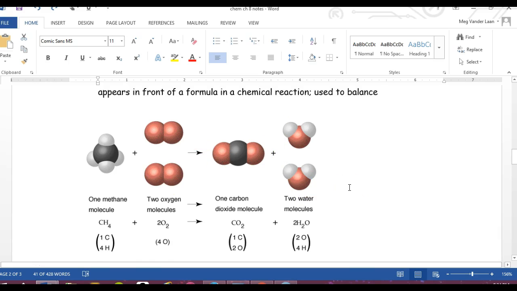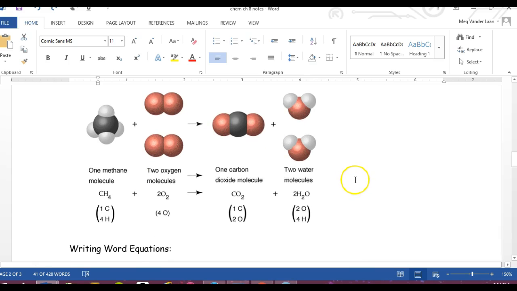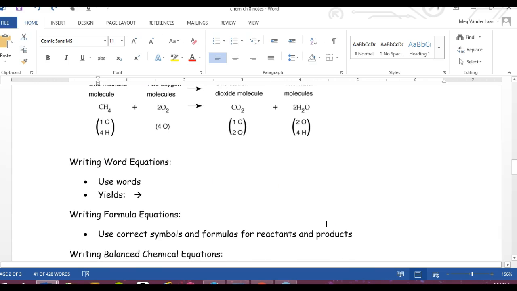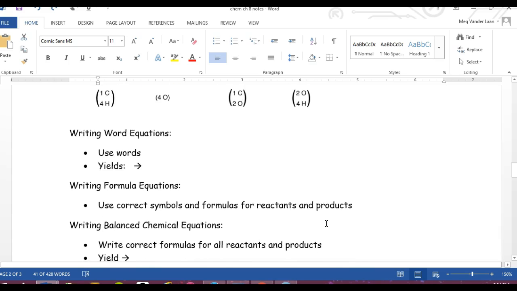That is representing a balanced chemical equation, showing with pictures, showing every atom, then with words right here, and then with our symbols, and then counting all the atoms at the bottom. And so this is what we're going to do in this chapter here. Balancing chemical equations, the fun stuff.